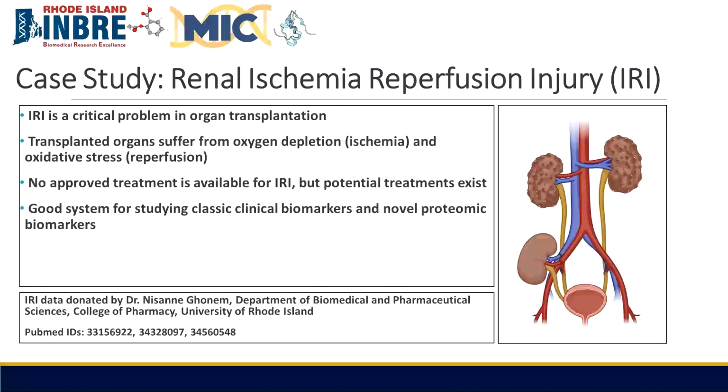IRI is a critical problem in organ transplants, which can lead to significant damage or failure of the donor kidney. Ischemia occurs when the kidney is removed from the host body and temporarily deprived of oxygen. As cellular ATP stores drop, mitochondrial damage occurs, which can lead to cell death. When the kidney is reattached to the host, the sudden influx of oxygenated blood, called reperfusion, results in the formation of reactive oxygen species, which leads to further cell damage, inflammation, and eventually cell death.